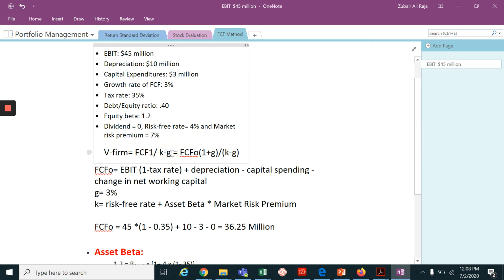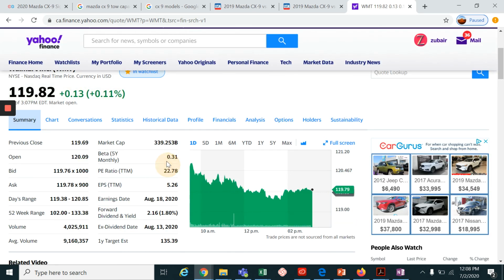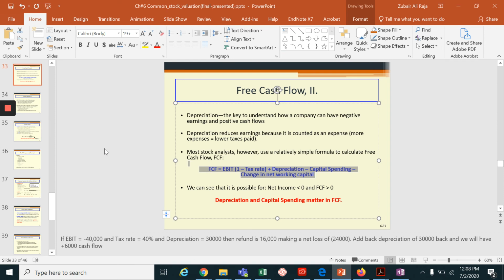We have the growth rate of the free cash flow, which is easily given, 3%. So no problem with this, right? But how to find the K? Again, capital asset pricing model. But in this capital asset pricing model, the beta which we'll be using is not the equity beta. It is not this beta, not the equity beta. We need the asset beta, because we will use the asset beta in order to find the discount rate for the free cash flow model.